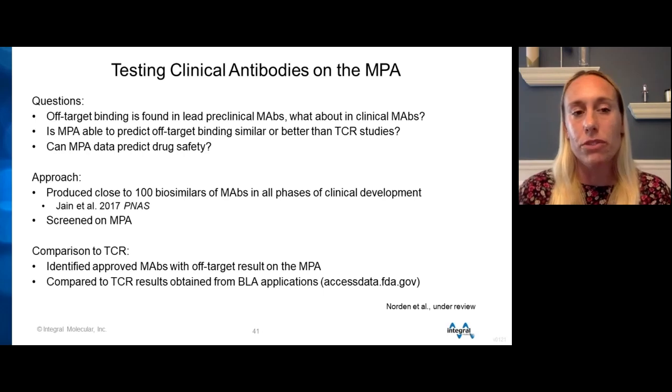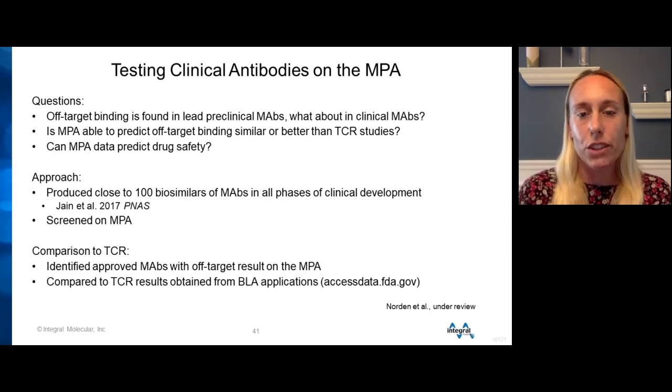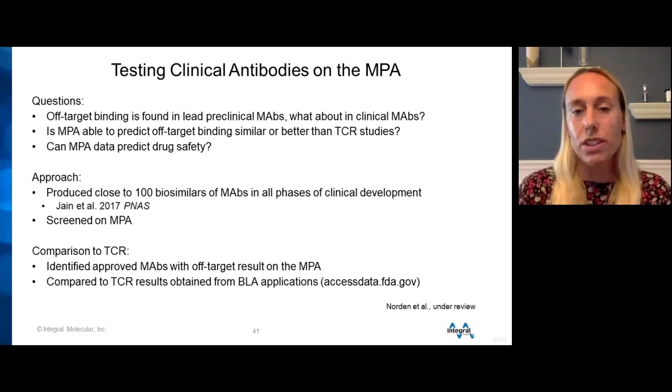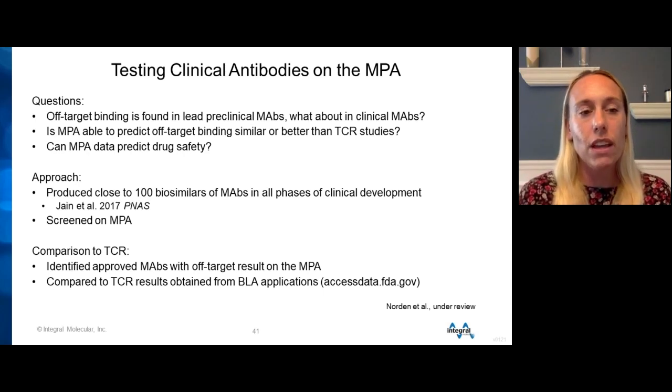These case studies are coming from a larger study where we are testing clinical antibodies on the MPA. And so questions that we had going into this study and when we were performing this study is that, as Chris mentioned, off-target binding is commonly found in preclinical and early development mAbs, but what about antibodies that are actually in people right now? Do they also have off-target binding?